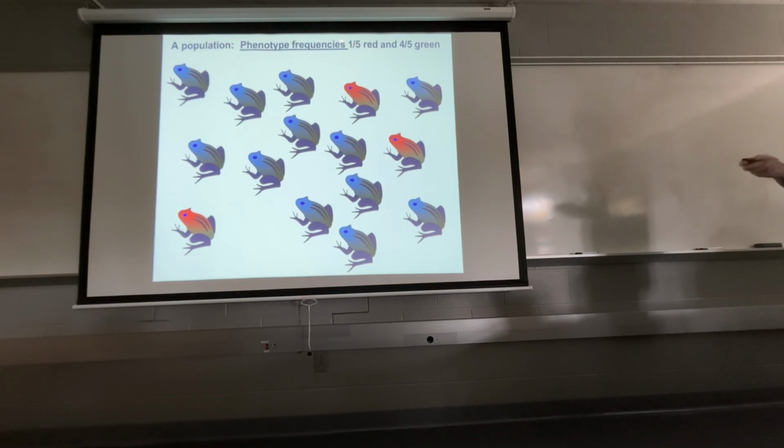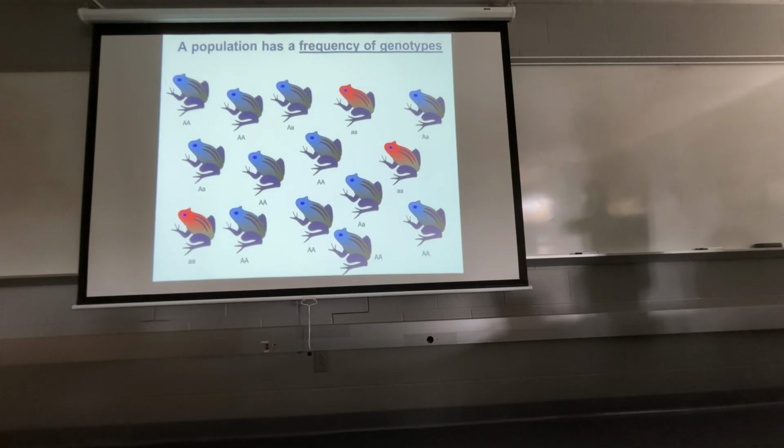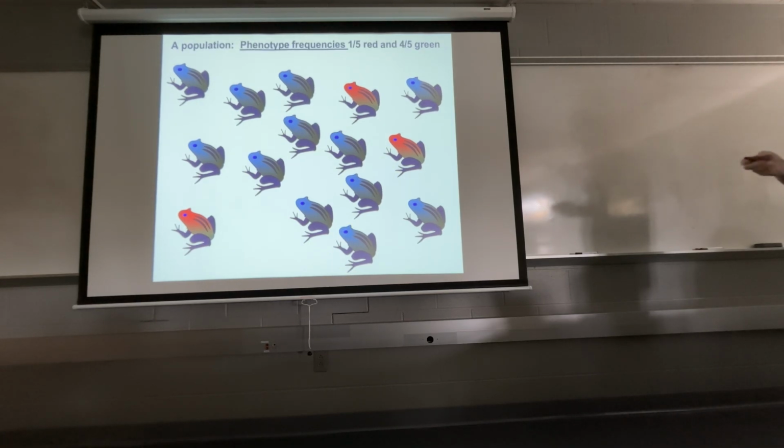So there is phenotypic frequency here. You can see that if there are 15 frogs, I have 1/5 red frogs, or 3/15. There are 3 out of the 15 frogs that are red. And then the rest of them are blue, or 12 out of 15, which is 4/5 of my frogs are green, right? Now we know phenotypes are controlled by genotypes, right?